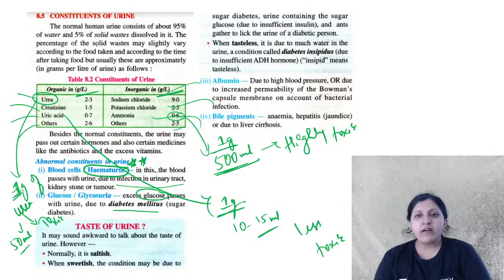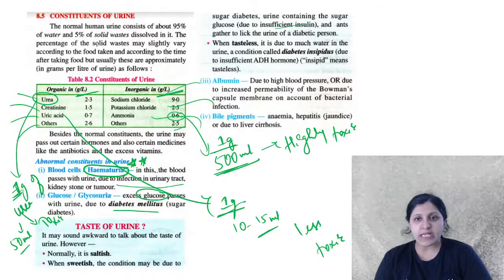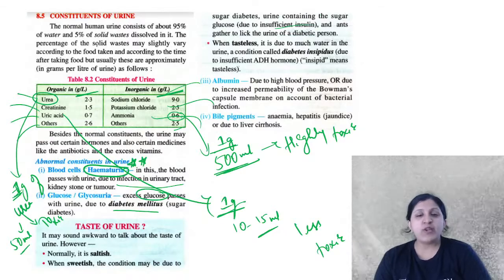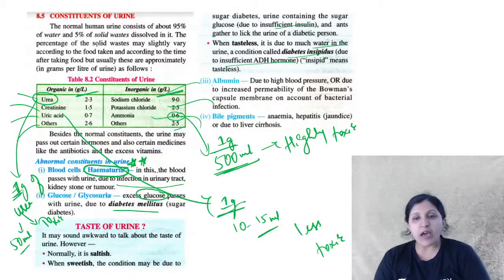Okay, then here in this case, this you already know, it can be because of insufficient insulin as well. Then when it is tasteless, let's say your urine is tasteless, in that case it is due to too much water in the urine. Much more water in the urine is called the condition diabetes insipidus, due to insufficient ADH, antidiuretic hormone.